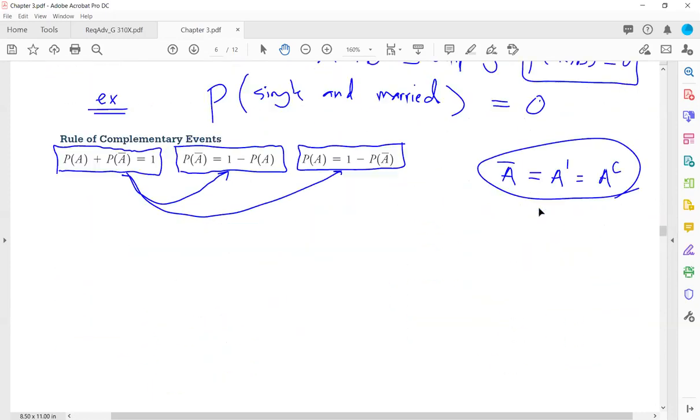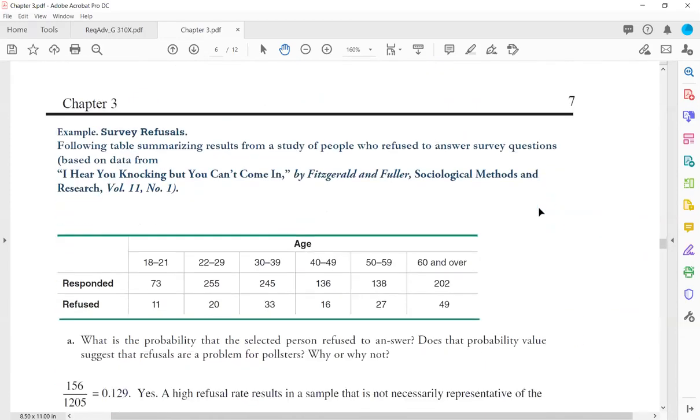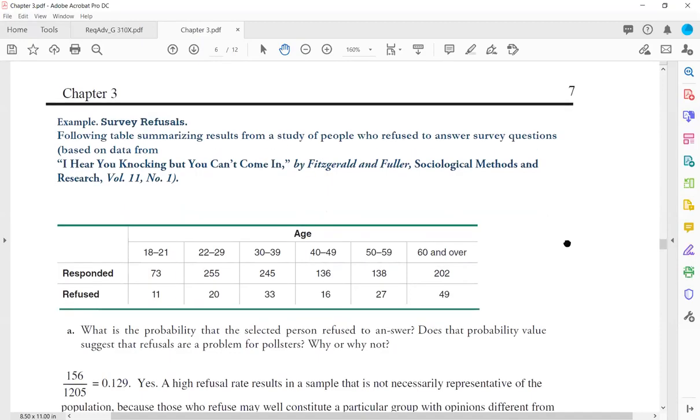Let us move on. Okay, here's an example for you. The following table summarizes results from a study of people who refused to answer survey questions. So this is the resource that you can use. Perfect. So first of all, they categorize the respondents or non-respondents by age.